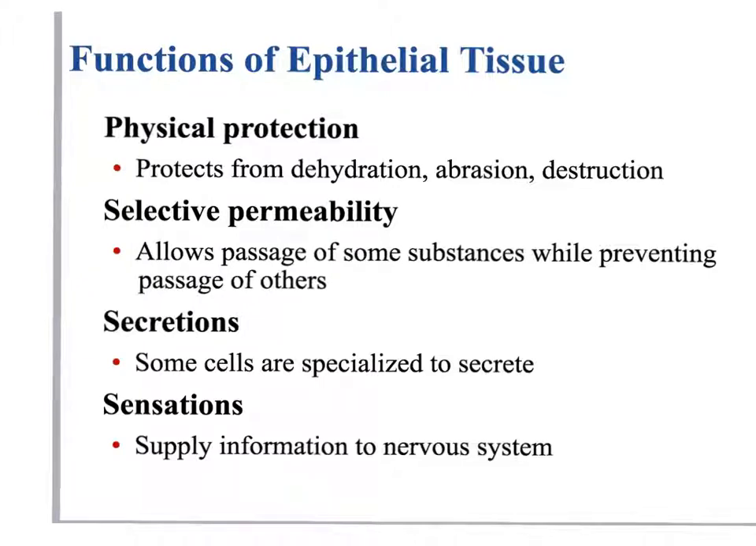The mouth and the esophagus are stratified squamous epithelial tissue. Lots of layers of cells that will help protect the cells underneath. What happens in the mouth?